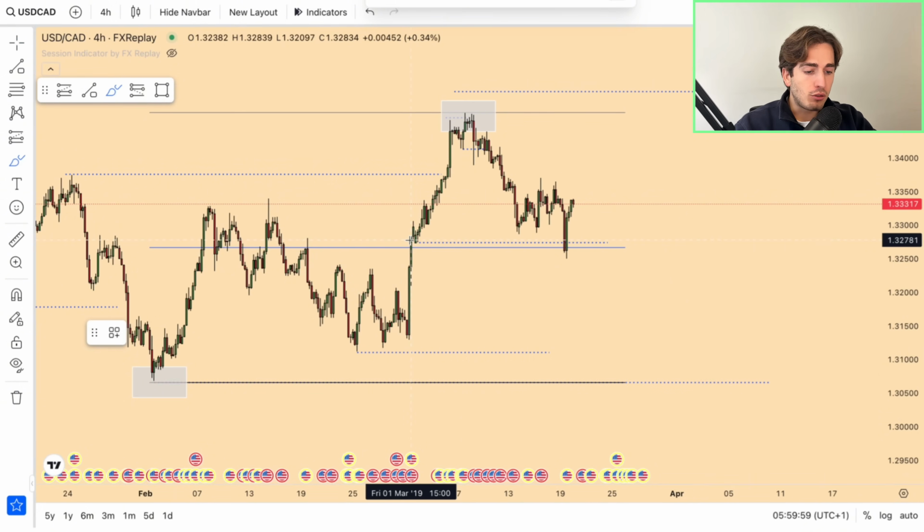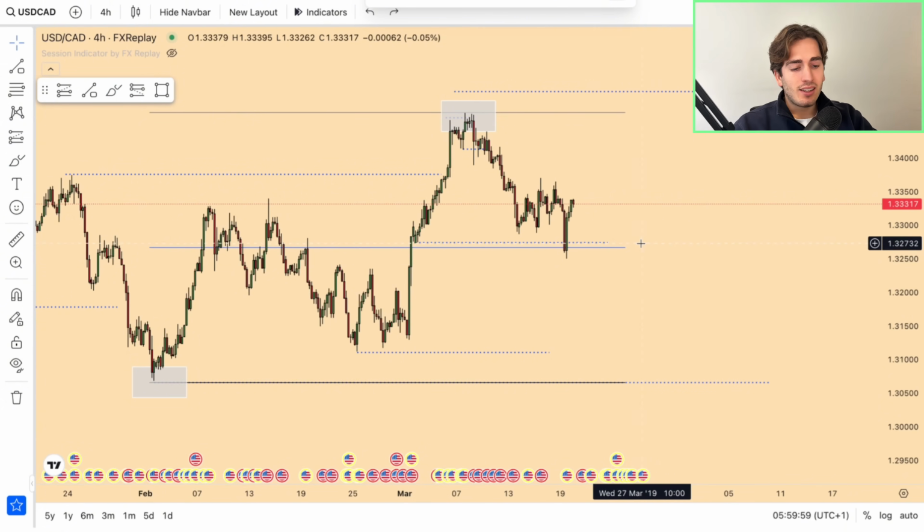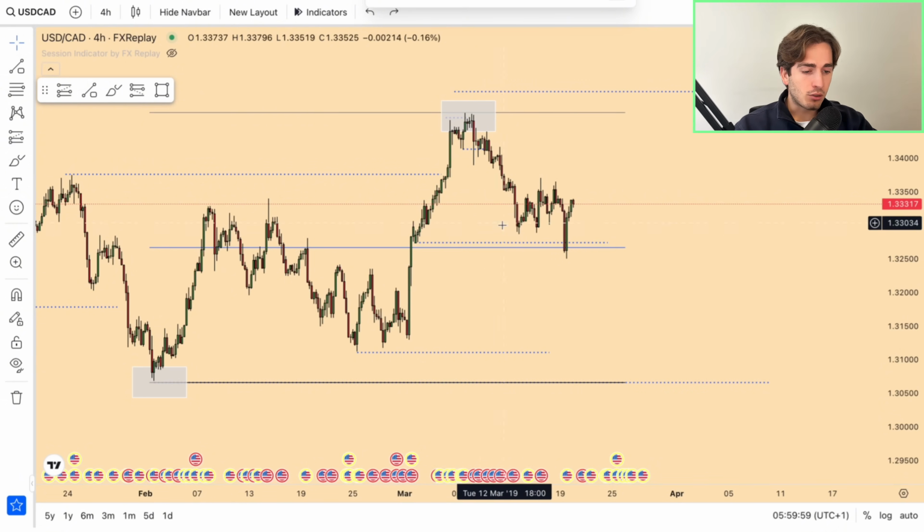For the people who are watching this, this is Friday, March 1st of 2019. This means that this is the monthly open. And the monthly open, guys, is always a natural area of support and resistance. It's funny because this price action looks very similar to now, November 2025. So check it out, October and November. It looks very similar to what we're seeing now.